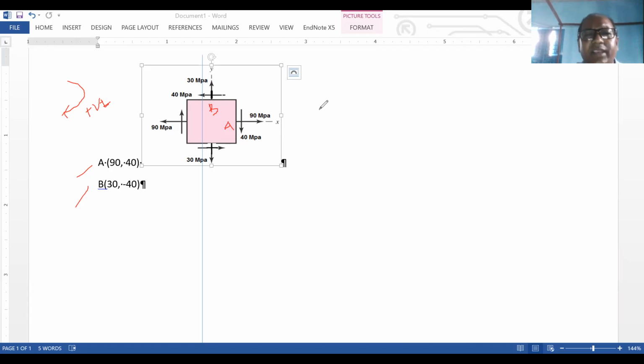So for the center C, what is the coordinate formula? Sigma x plus sigma y by 2, then comma. So what is coming over here? 90 and 30, 120 divided by 2. That means 60. So 60, 0 is the center of the circle. Now we can figure out the radius of the circle.